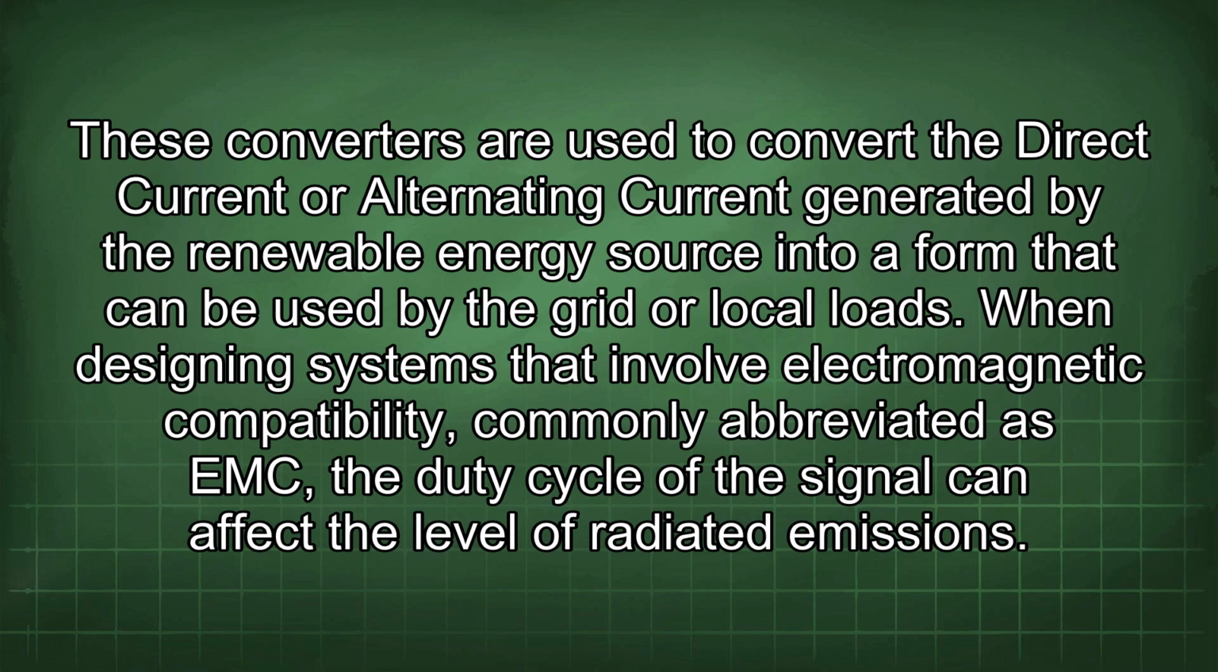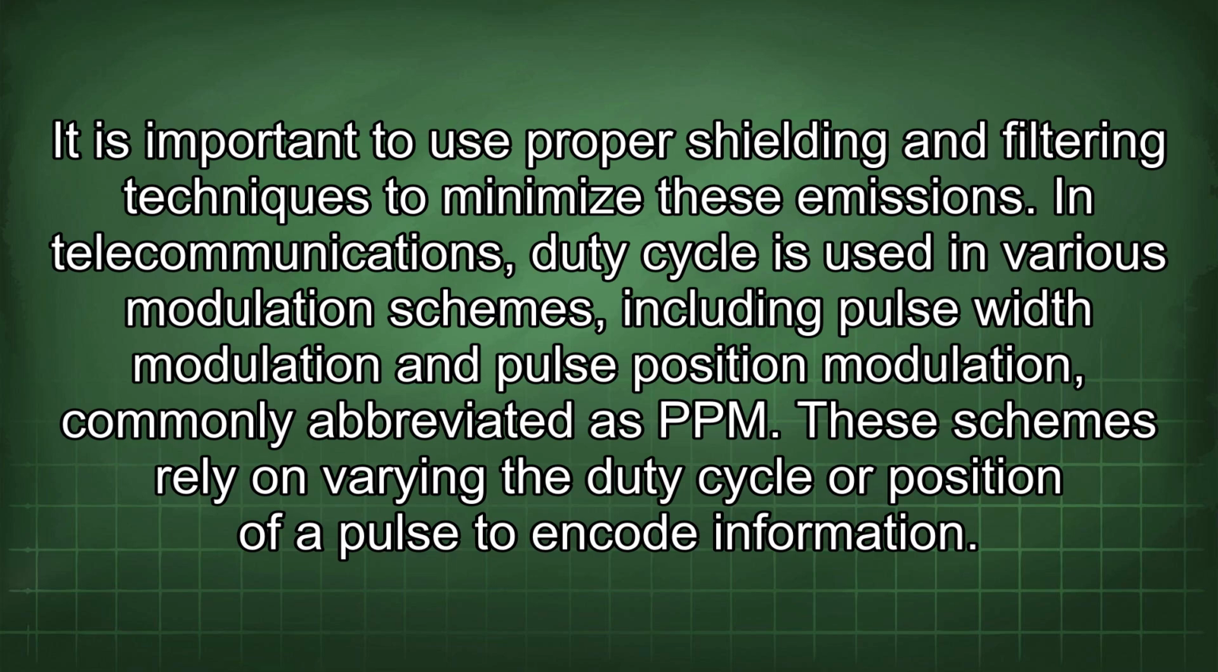When designing systems that involve electromagnetic compatibility, commonly abbreviated as EMC, the duty cycle of the signal can affect the level of radiated emissions. It is important to use proper shielding and filtering techniques to minimize these emissions. In telecommunications, duty cycle is used in various modulation schemes, including pulse width modulation and pulse position modulation, commonly abbreviated as PPM. These schemes rely on varying the duty cycle or position of a pulse to encode information.